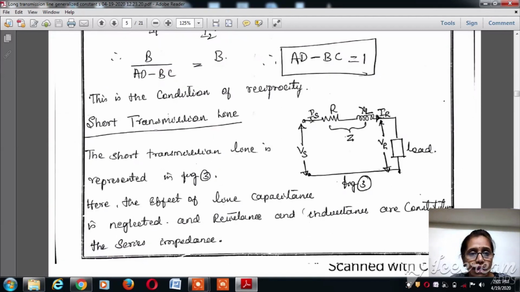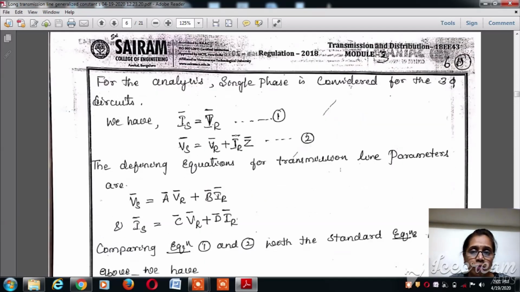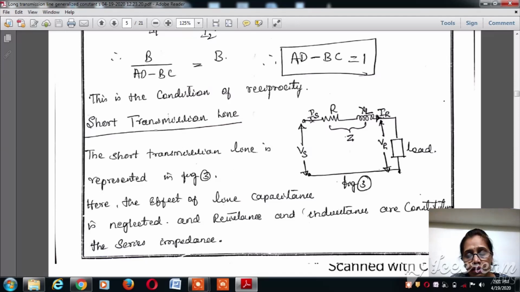Let us apply this ABCD parameter analysis to the different types of transmission line: the short transmission line, the medium transmission line, and the long transmission line. Let's first consider the short transmission line. Since the length of the short transmission line is small, we consider only the resistance and inductance in series and neglect the effect of the capacitance. We write the network as the supply in series with the impedance Z, and the receiving load is connected at the end.